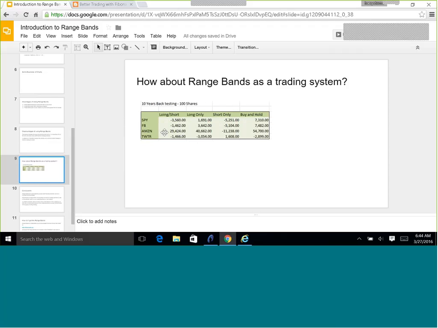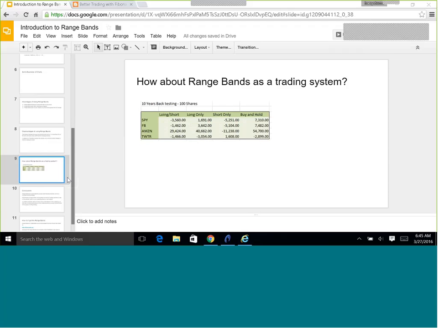For Amazon, the long and short system did very well, but not as good as the long only trades, which made $40,000 on 100 shares. Not bad, but not as good as buy and hold, which is $54,000. But you notice that the long only did capture a good part of the buy and hold profit in this case. In the case of Twitter, the long and short lost money, long only lost money, but the short trades made money, and buy and hold, of course, has been pretty miserable for Twitter.